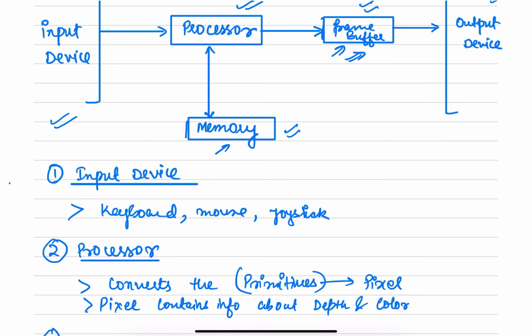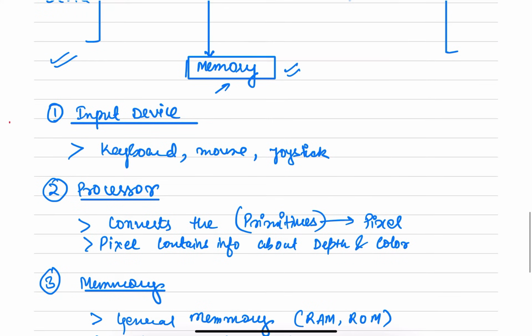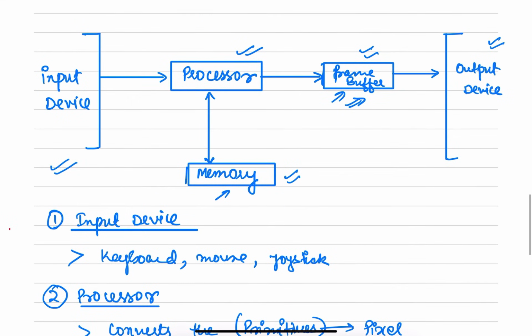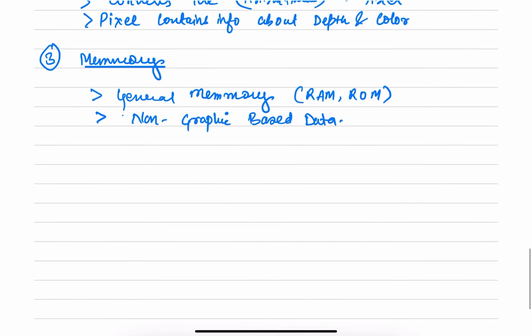And this memory is a general purpose memory, which is connected to store all the non-graphic data, right? Whereas the frame buffer is a special kind of memory where you store the graphic data, right? So just write that. So the next part is the frame buffer. So what is frame buffer?